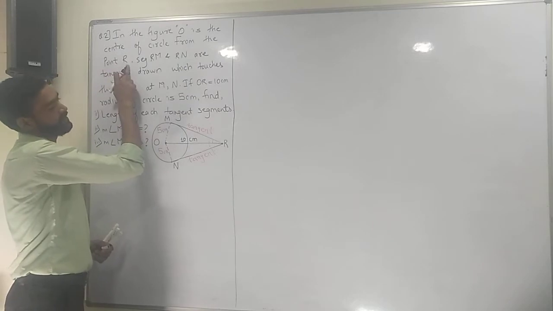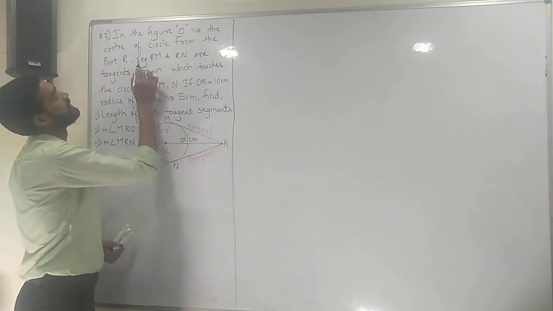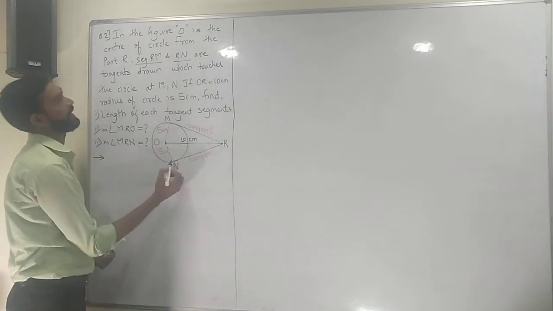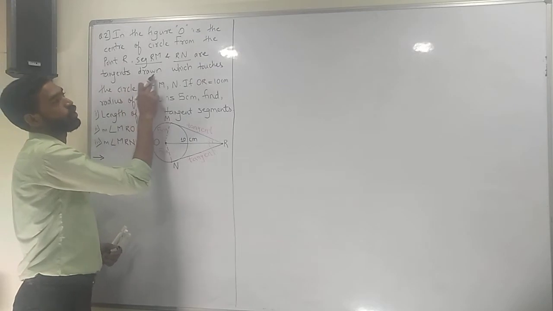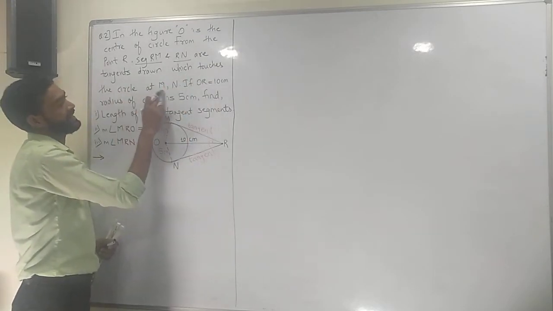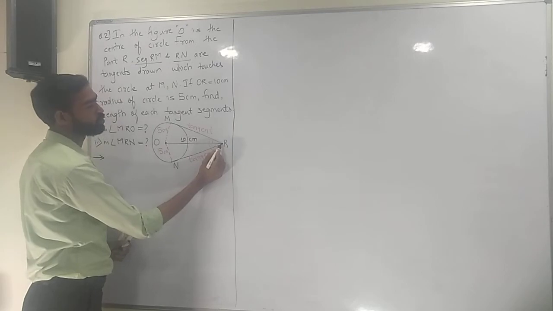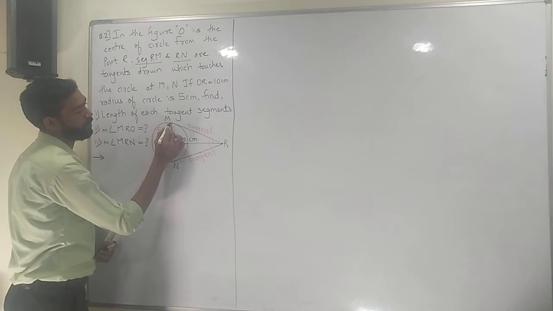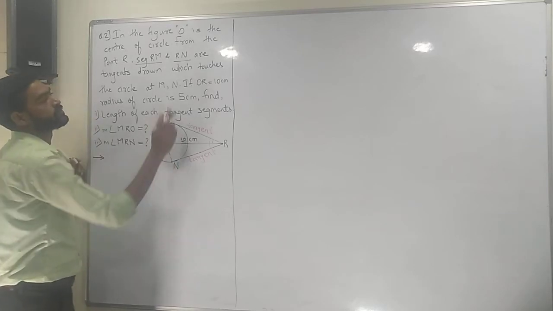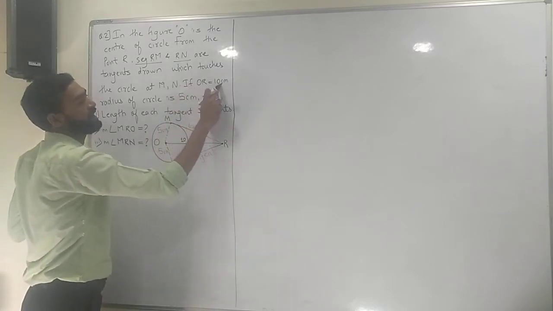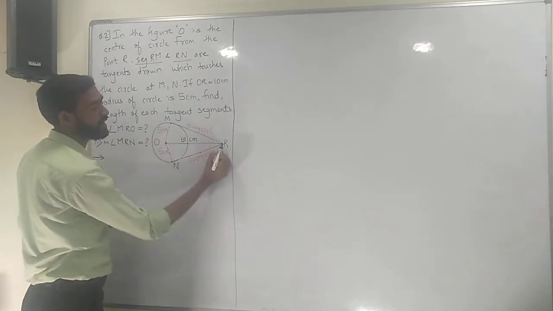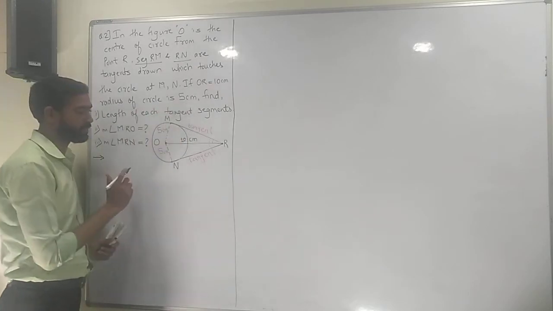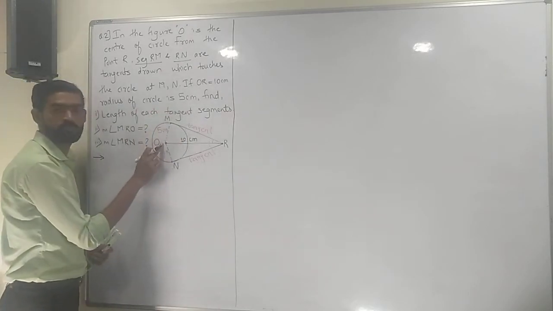From the point R, so this is my point R, segments RM and RN are tangents drawn which touch the circle at M, N. So I have drawn two tangents, one is RM, the other is RN, and they are touching at points M, N. What is given? OR is 10 centimeter, and the radius of the circle is 5 centimeter.